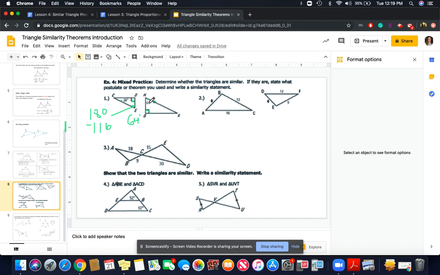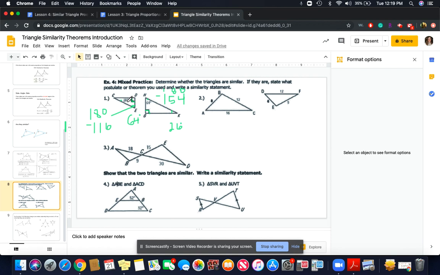I have a 64 and a 90. Add those together, 64 plus 90 is 154. Now, triangles are supposed to be 180, so if I subtract 180 from 154, I get that this angle is 26. So for this first example, the answer to whether they're similar or not is yes.